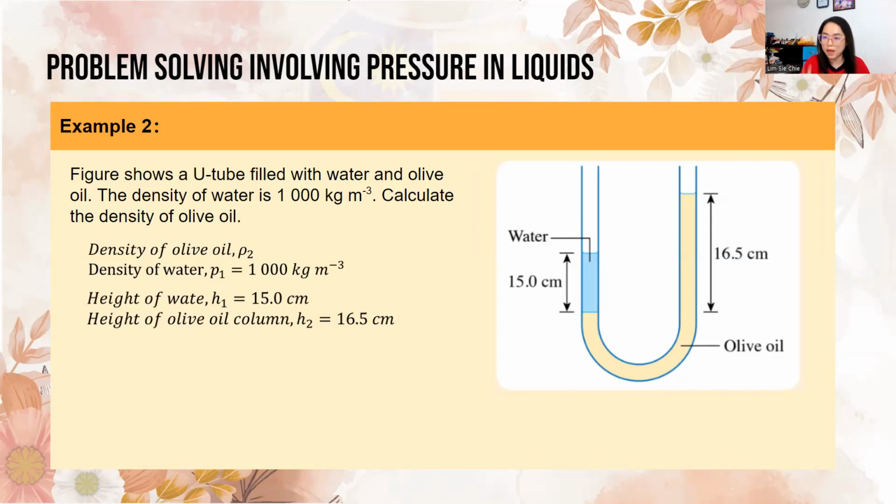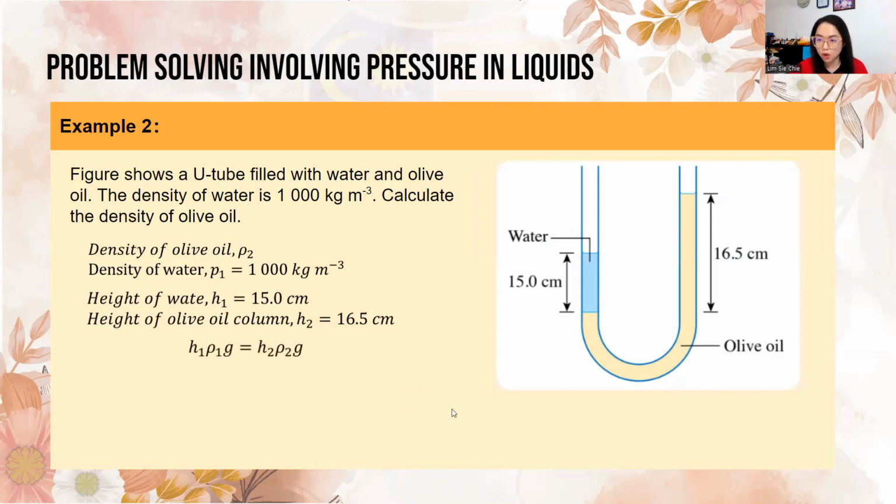But if the question asks you to find pressure, make sure you are using SI units. I repeat again: if the question asks you to find pressure, make sure you are using SI units. But because this question is asking you to find the density of the olive oil, no worries. When you have centimeter on the left side and centimeter on the right side, you can cancel both sides. Then I'll just substitute in my formula.